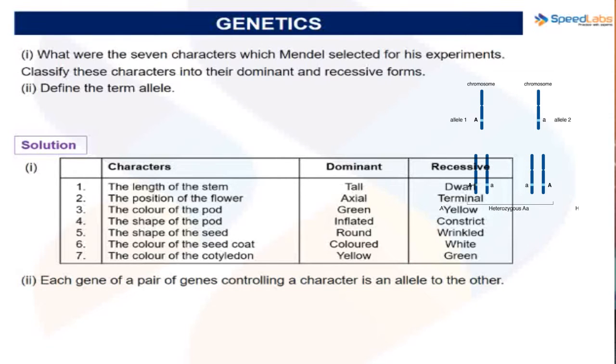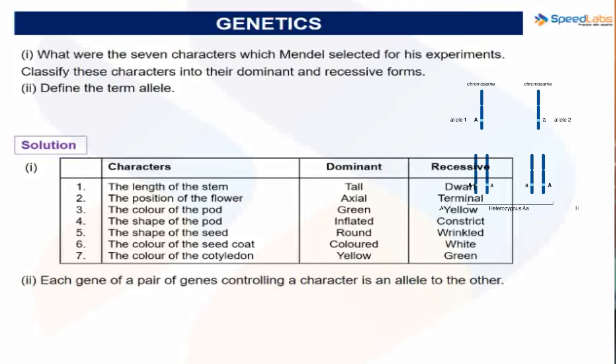For example, if tallness is a character, it is controlled by 2 alleles, capital T and small t. So when capital T and capital T are together, the character expressed is tallness. When small t and small t are together, the character expressed is dwarfness, while when they are present in the heterozygous form, again it is expressed as tall, because tallness over here is dominant over dwarfness.